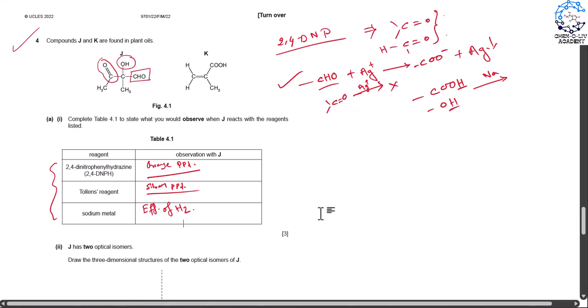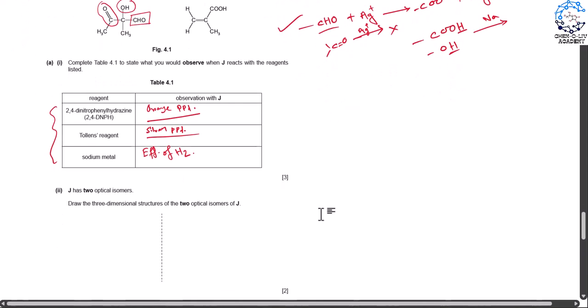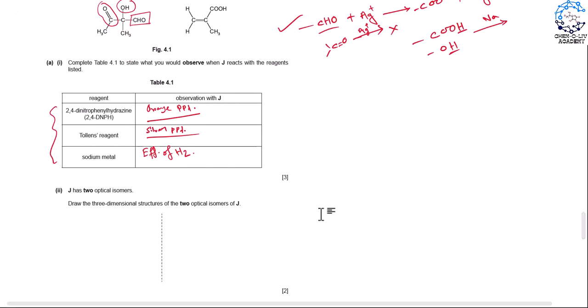Next, J has two optical isomers. Yes, definitely, because J has a chiral center. So if there's a chiral center, then we need to draw the mirror image of it, which is going to give us the two optical isomers. So let's draw it.